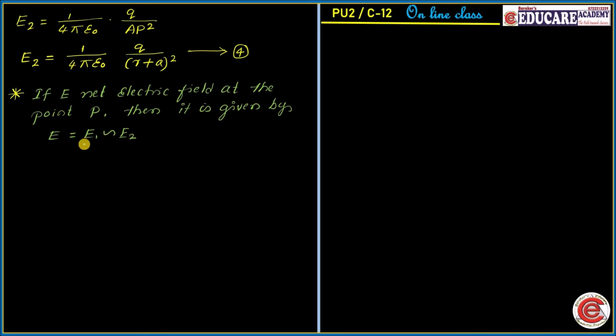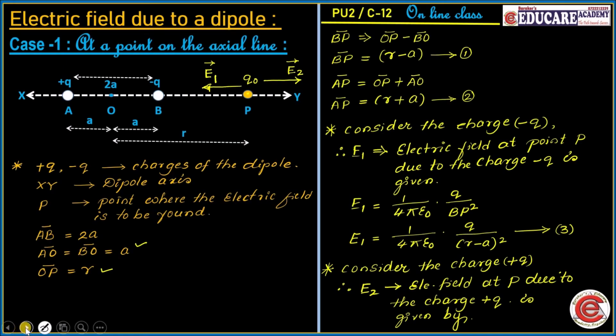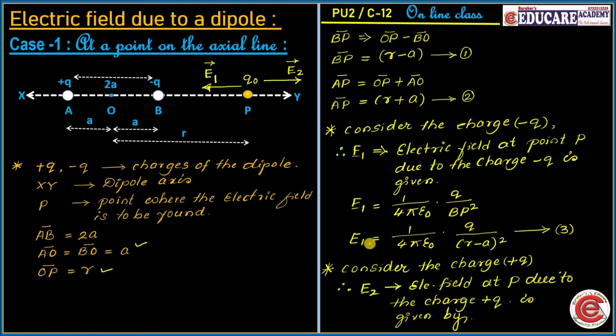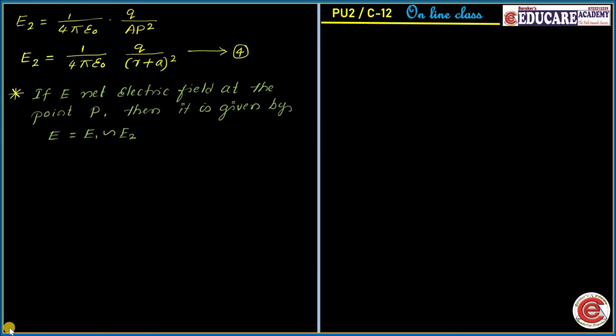Now we have to subtract the equations of E1 and E2. When we observe the two equations, we come to know that the denominator of E1 is less, whereas the denominator of E2 is more. Therefore, the magnitude of E1 will be more than the magnitude of E2. Hence, we can write E is equal to E1 minus E2. Hence, substitute the values from 3 and 4.